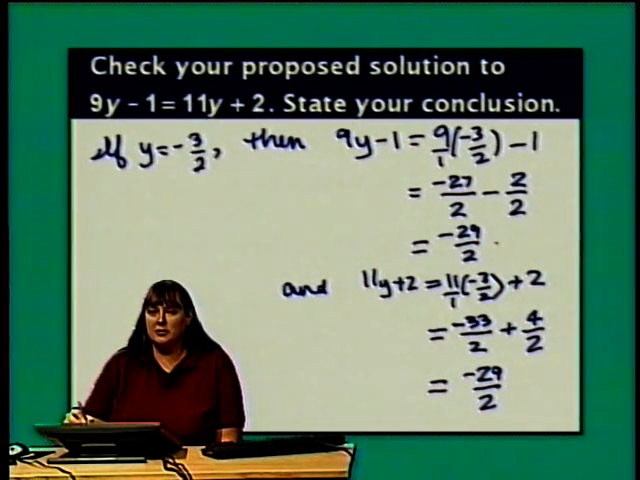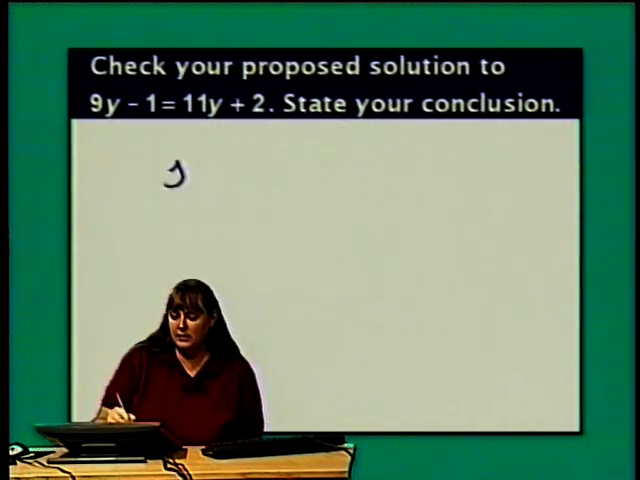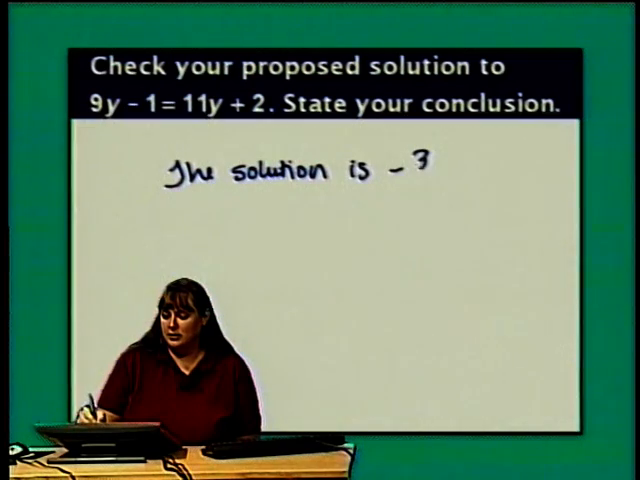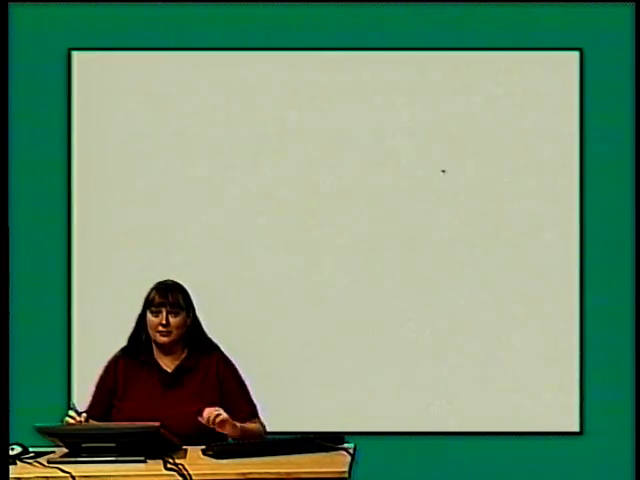And my check works. Both the left-hand side of the equation and the right-hand side of the equation evaluate to negative 29 halves when y equals negative 3 halves. So let's go ahead and state the conclusion. The solution is negative 3 halves. That concludes this lesson on solving equations.